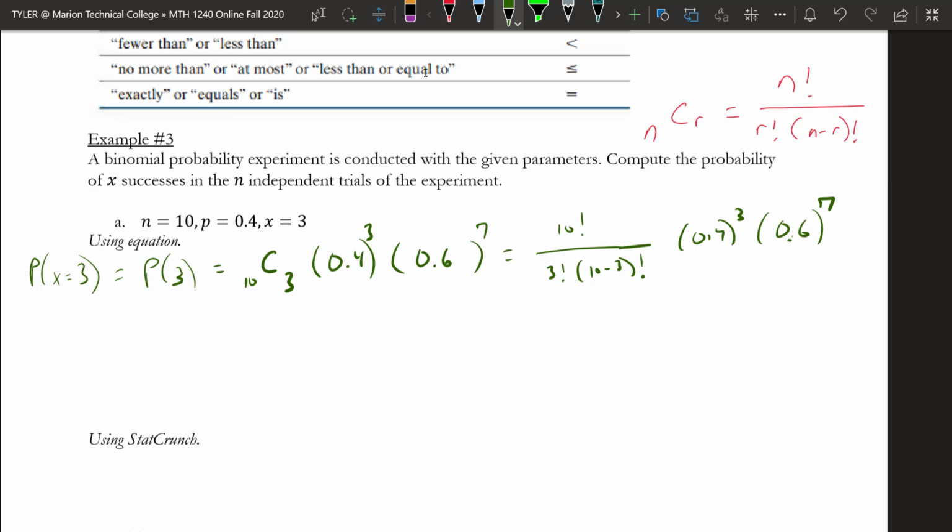Right? So if you plug that in your calculator and simplify, this comes out to be 0.214990848, or approximately 0.2150, right? If I round to 4 decimal places. So don't forget from chapter 5 how you can input that in your calculator or StatCrunch. Or you could simplify by hand, right? We looked at doing examples like that as well.